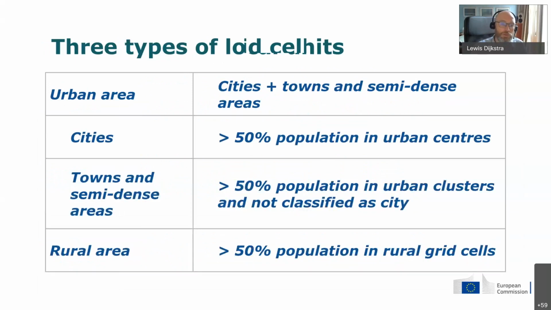And so urban is everything which is a city or a town and semi-dense, but I prefer really to use the three categories of the degrees of urbanization as I find it much more informative. Cities have the majority of their population in an urban center. Towns and semi-dense areas have their majority in an urban cluster and are not classified as a city. You can also classify this one as the residual, and your rural areas are the ones which have more than half their population in rural grid cells.